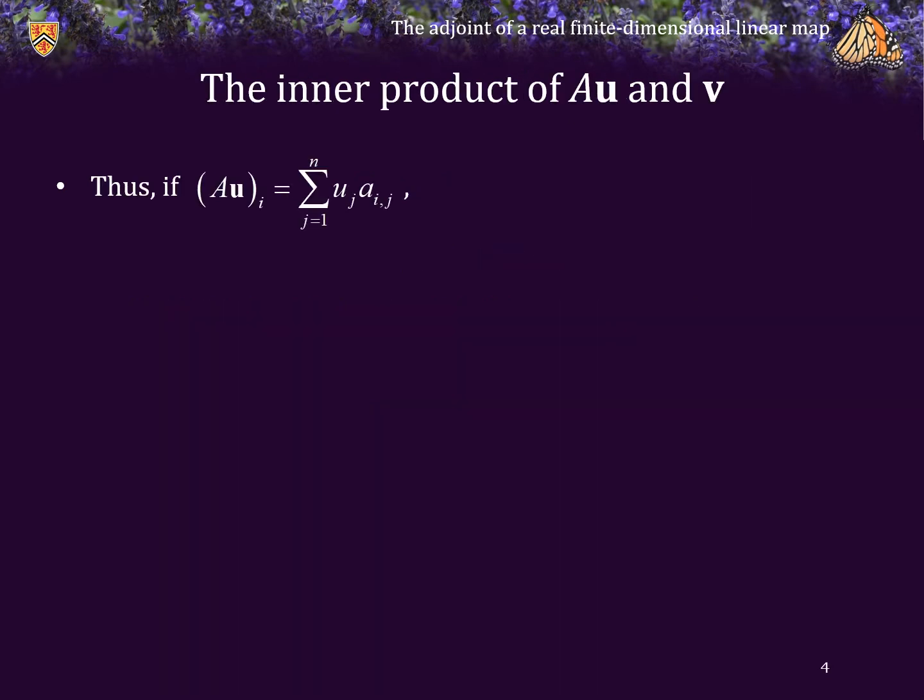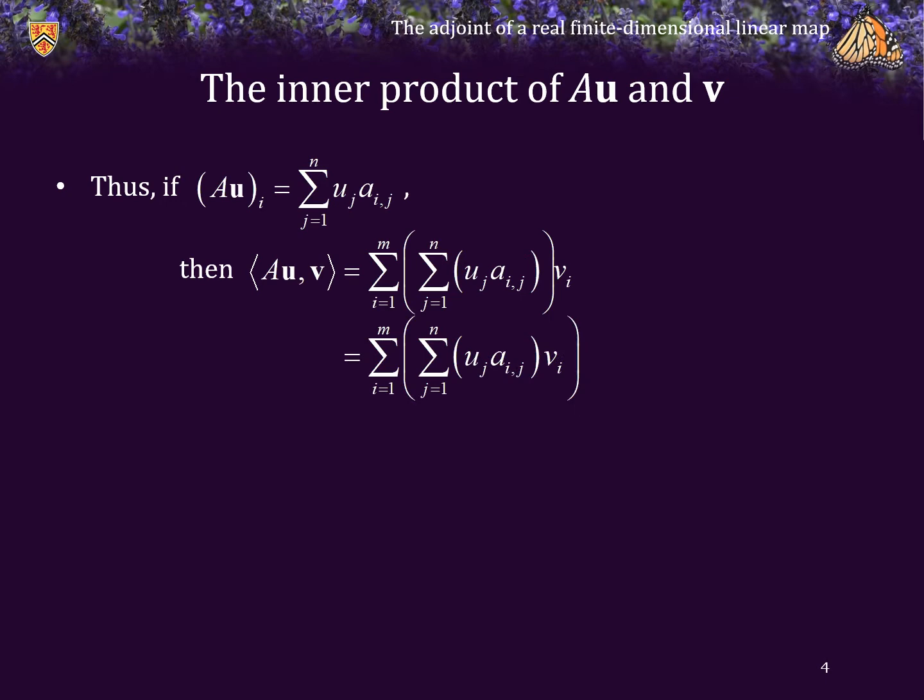Thus, if we can calculate the ith entry of A times u, then we can find the inner product of A times u and v, which is essentially the sum, i going from 1 to m, of the ith entry of A times u times the ith entry of v. Now, here we have inside the sum the product of a sum and the scalar v sub i. Well, a scalar times a sum is the same as that sum with each term multiplied by that scalar. So I can bring the scalar into the inner sum.